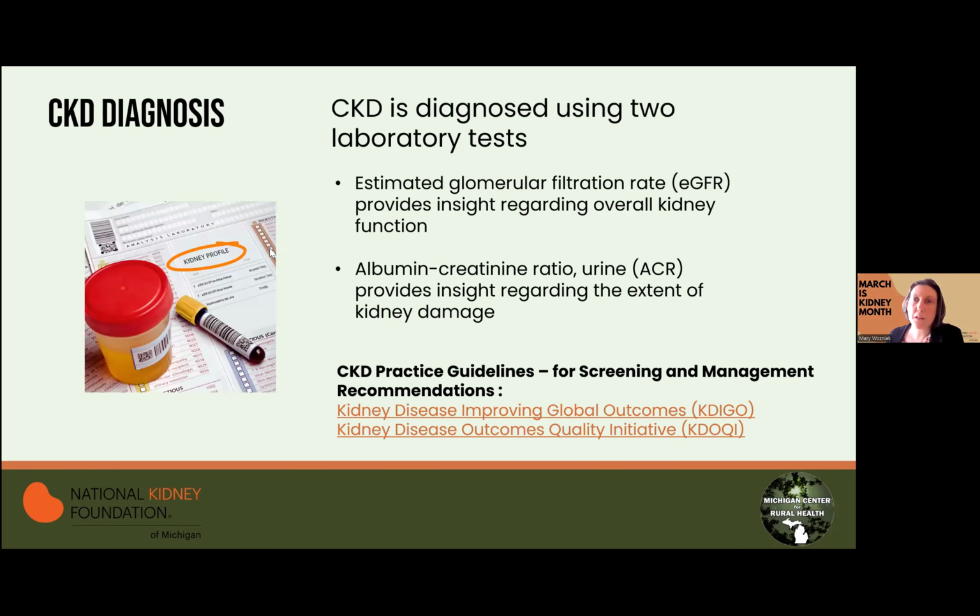So based on those risk factors we just looked at, it is important to screen patients who are at high risk of chronic kidney disease. And this is in line with the guidelines. We noted those there from KDIGO and KDOQI. CKD is diagnosed using these two tests that I had mentioned. The eGFR is the blood test that gives you insight into the overall kidney function. And the second is the albumin to creatinine ratio. And that provides insight into kidney damage, which might actually appear before the eGFR starts decreasing.